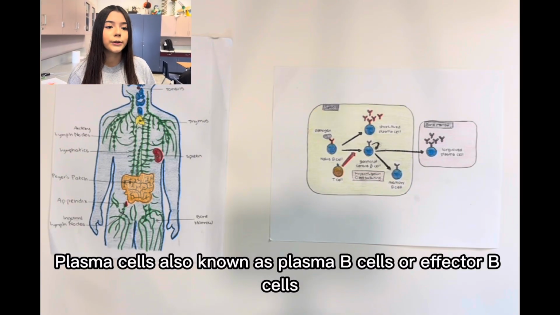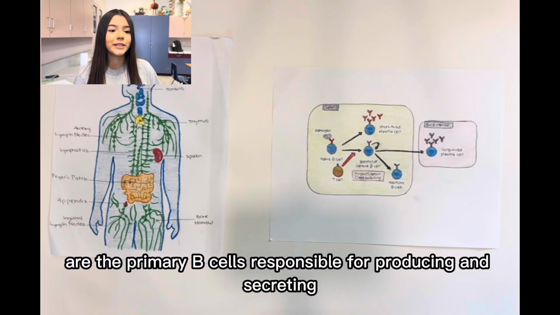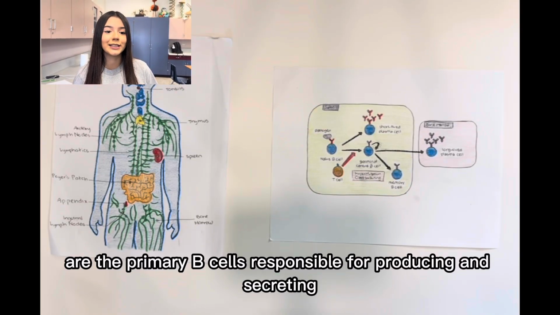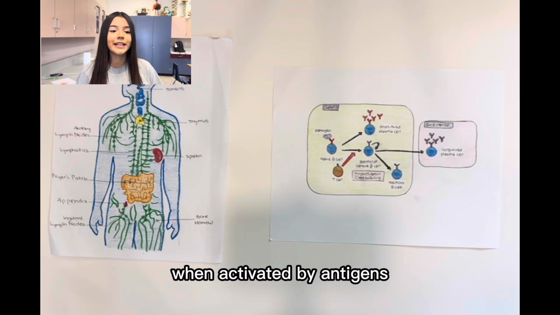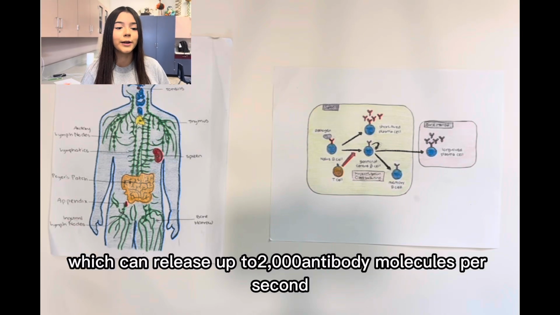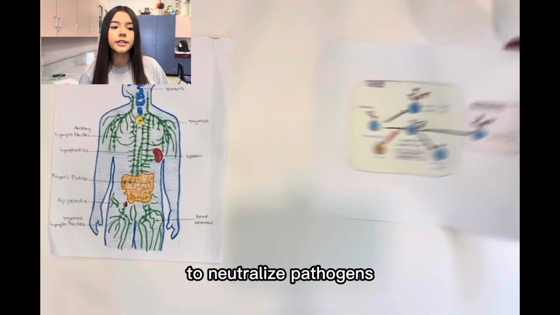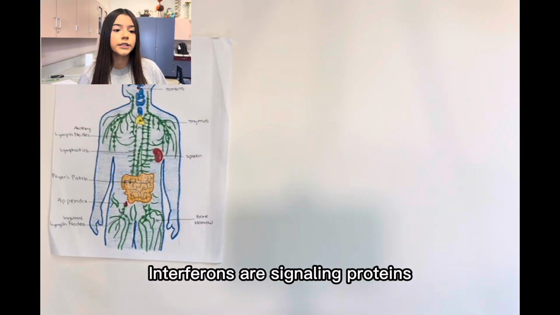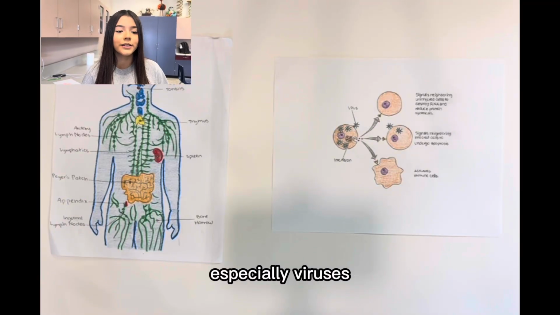Plasma cells, also known as plasma B cells or effector B cells, are the primary B cells responsible for producing and secreting large quantities of antibodies. When activated by antigens, B cells differentiate into these specialized cells, which can release up to 2,000 antibody molecules per second to neutralize pathogens.